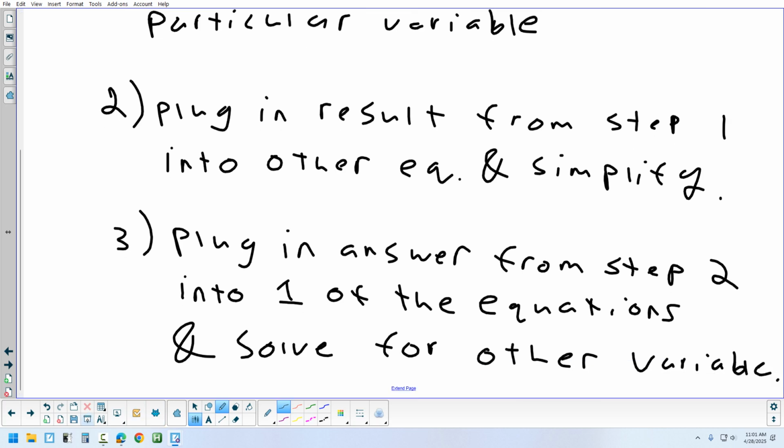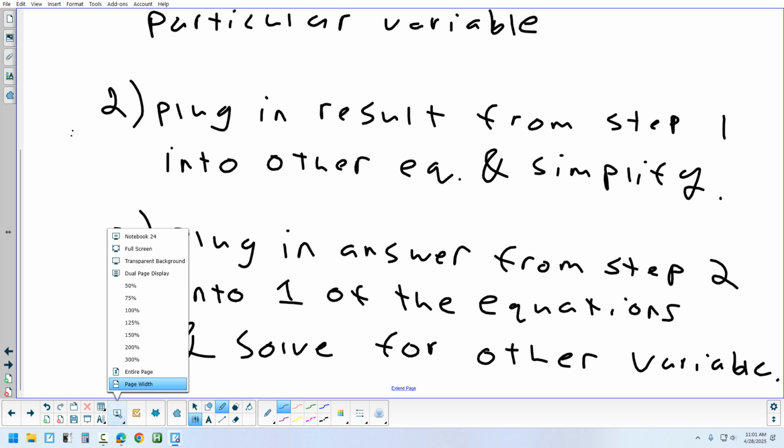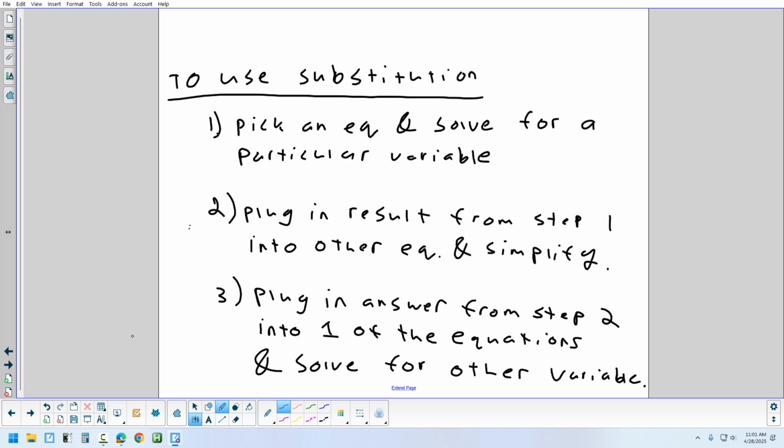If you've solved correctly, once you get your answer from step 2, it doesn't matter which one you plug back into. I would plug into whichever equation you think is simpler. But that's the general steps anytime you're solving a 2-variable problem.